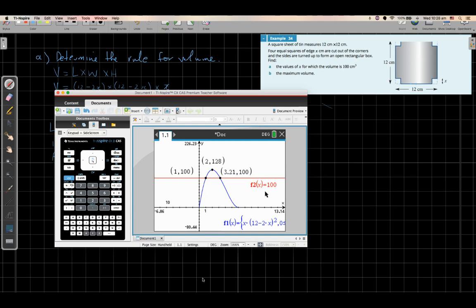Alrighty, so just recapping, at x equals 0, we've got 0 volume. At x equals 6, we've got 0 volume. If you want to work out a particular volume, you draw a second graph as a horizontal line at that value, and then you analyse the intercepts. The y coordinate is the volume, the x coordinate is the amount that we're cutting out of the corners. To work out a maximum, we select the correct graph and we analyse graph for maximum.